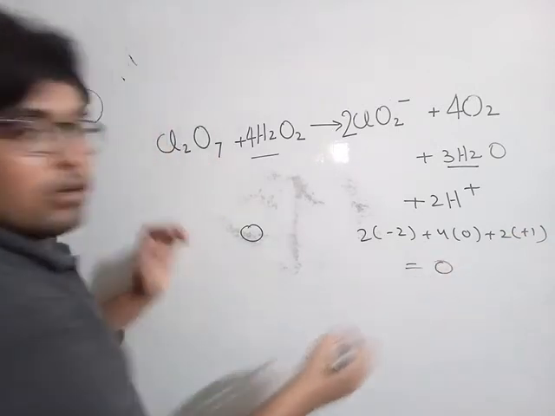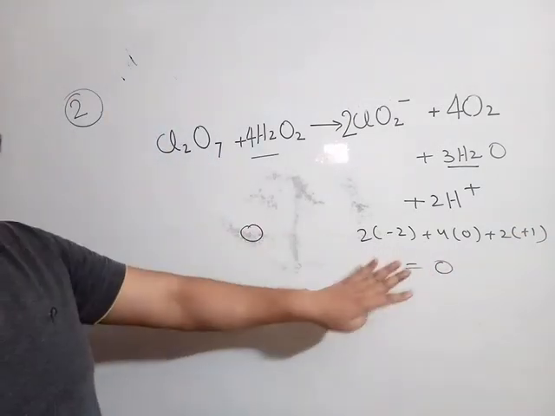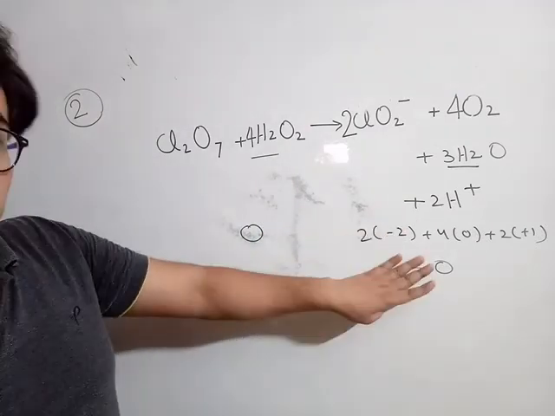On the RHS we also have 0 charge over there. So on both sides the charges are equal, so the equation is balanced. So what would happen if we have to balance it in the basic medium?